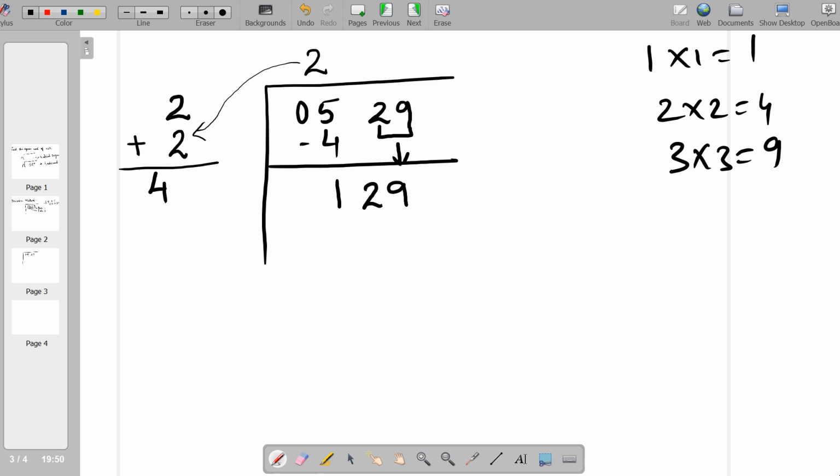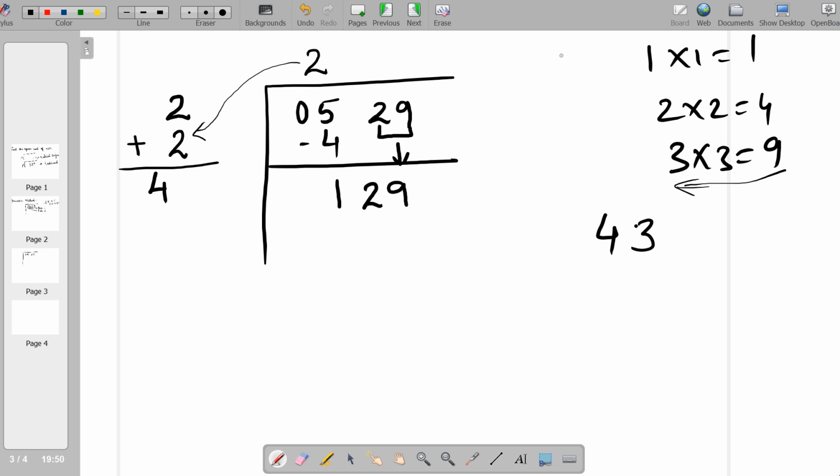Alright. Now you have 4 here and 129 here. Now you have to think of a number which can be grouped with 4 and multiplied by that number so that you get 129. So now, 9 is the square of which number? 9 is the square of 3. So we'll try it with 3.